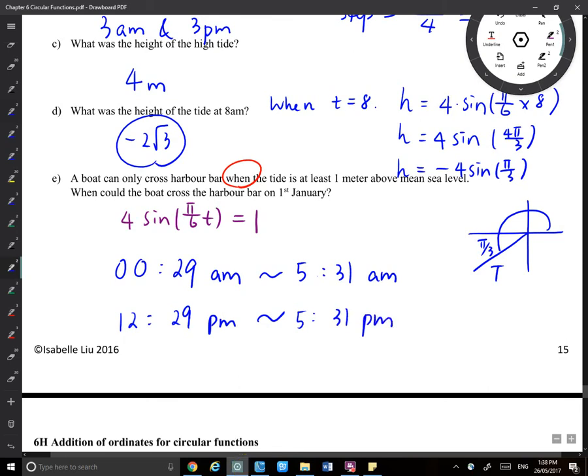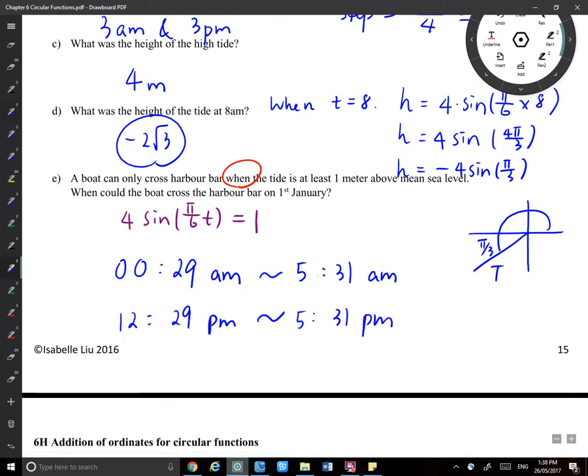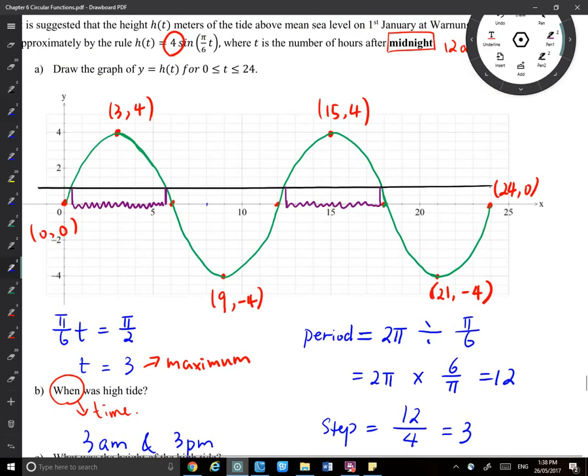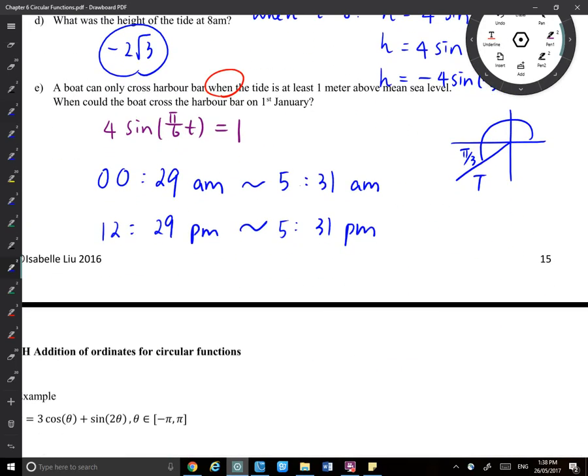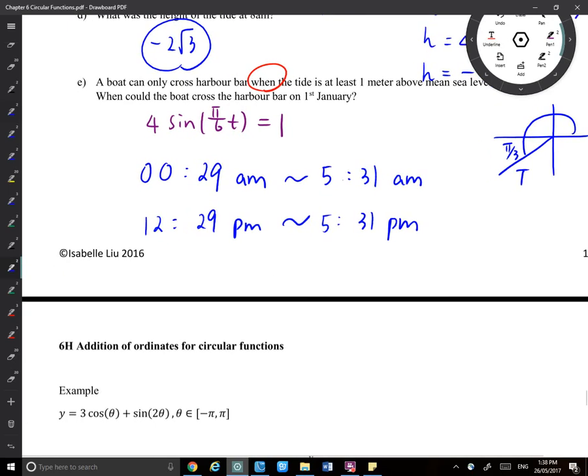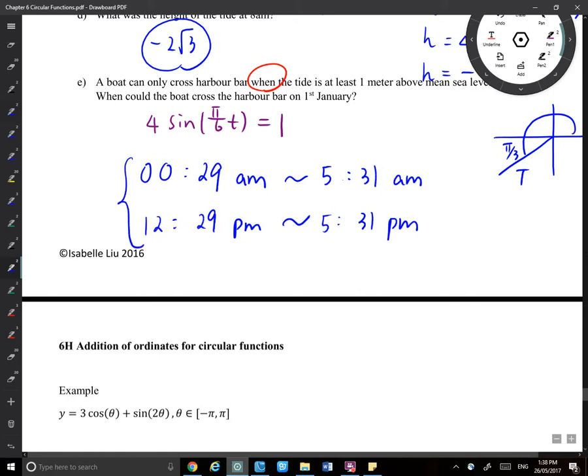Okay, it's symmetrical. You can see from your graph, it's exactly the same period of time. It's after a period, after 12. So you will have that. That's the solution.